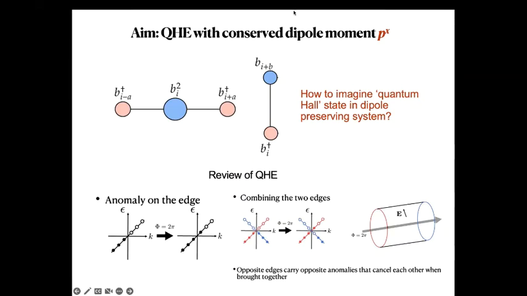So how do we imagine some type of quantum Hall state existing in this dipole preserving system where we only have the dipole moment px to be conserved? Again, you may ask, what do you mean by a quantum Hall state, a quantum Hall-like analogy in a dipole preserving system?